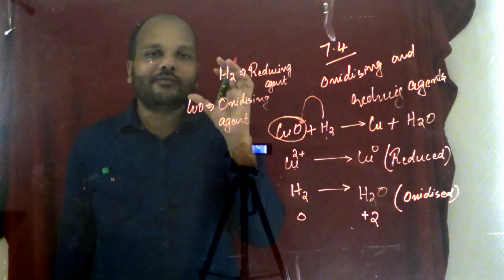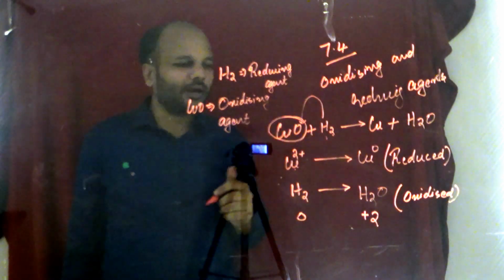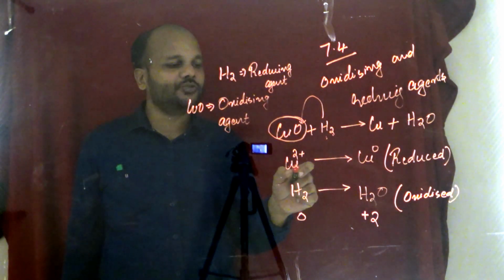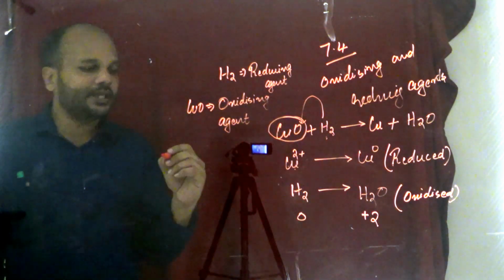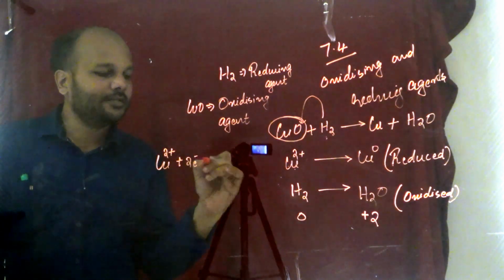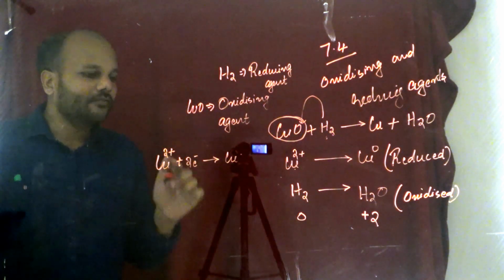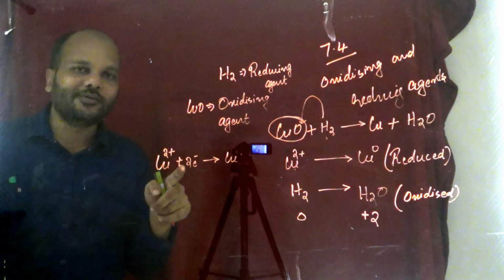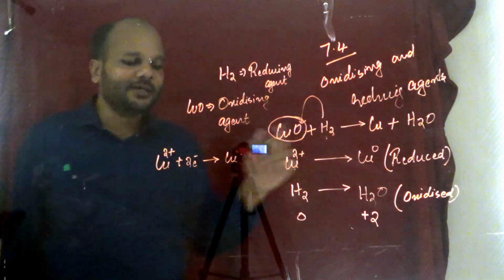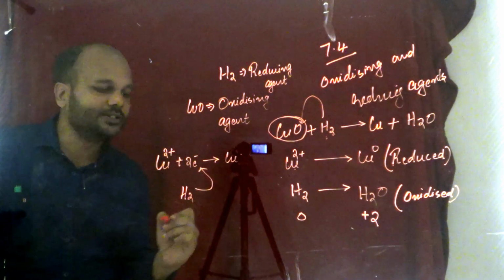Now another very important definition, with a little more elaboration. See what has happened to Cu2+ when it is converting to Cu0. Cu2+ has to accept 2 electrons, and then it changes into Cu, right? Which species has given these 2 electrons? It is nothing but hydrogen, right? Hydrogen has donated these 2 electrons.